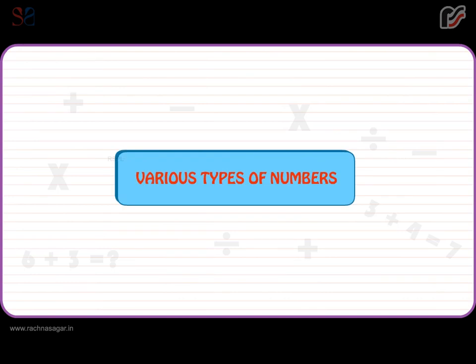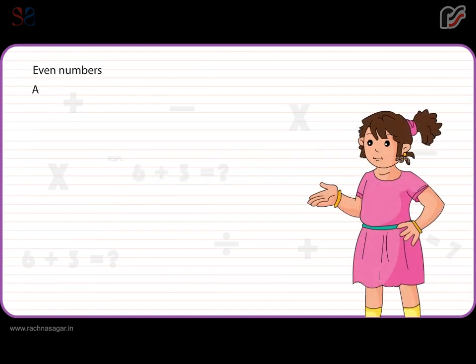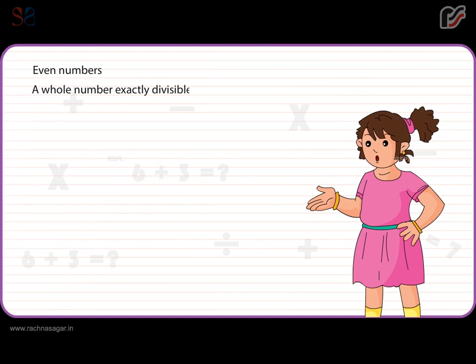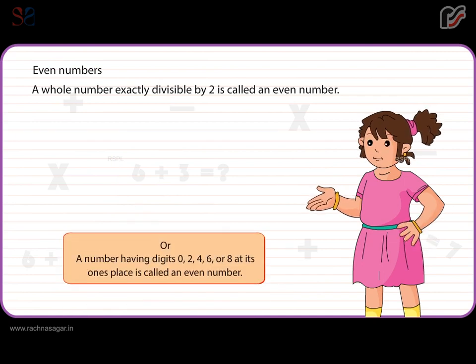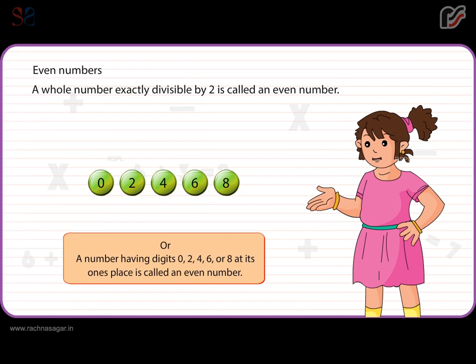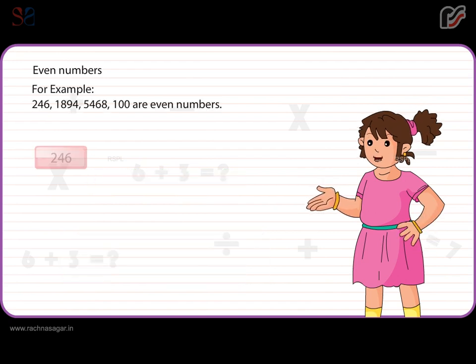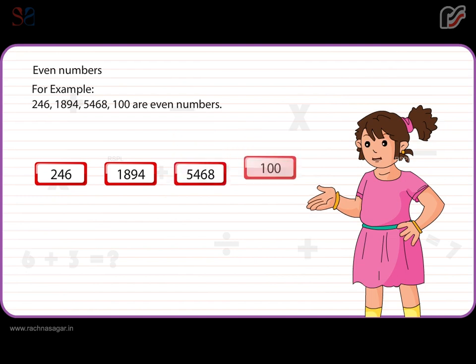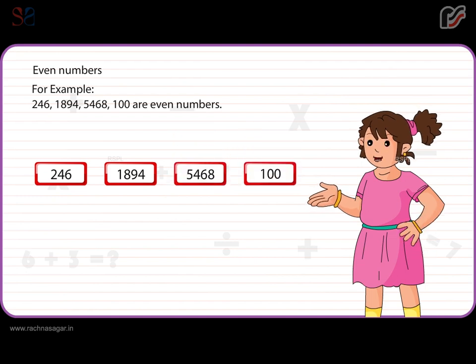Various types of numbers. Even numbers. A whole number exactly divisible by 2 is called an even number. Or a number having digits 0, 2, 4, 6 or 8 at its ones place is called an even number. For example, 246, 1894, 5468, 100 are even numbers.